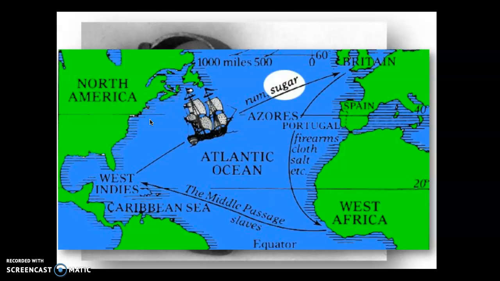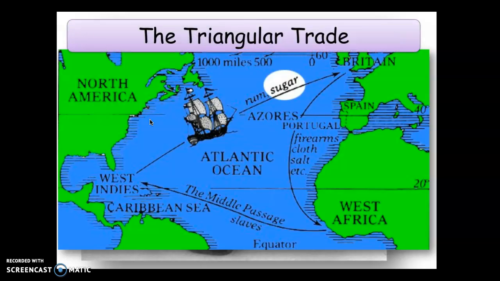All right, so the triangular trade. How exactly does this work? Well, first off, we have the North American continent to the west. We have Great Britain on the European continent to the east, West Africa, and of course the West Indies, the area that was discovered by Christopher Columbus.